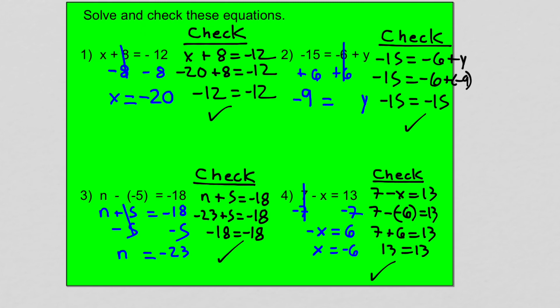So I'm going to give you another assignment today where you have to solve and check single-step math equations, showing all your work just like this. I hope that makes sense.